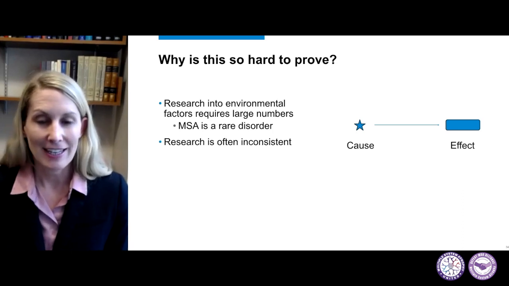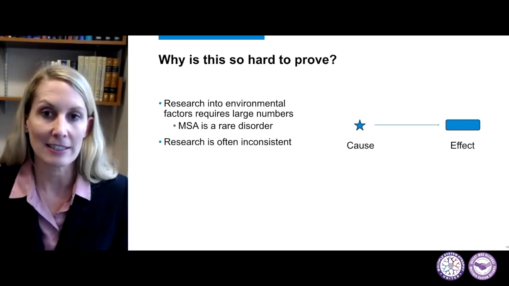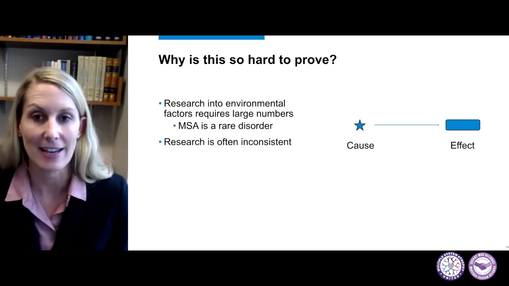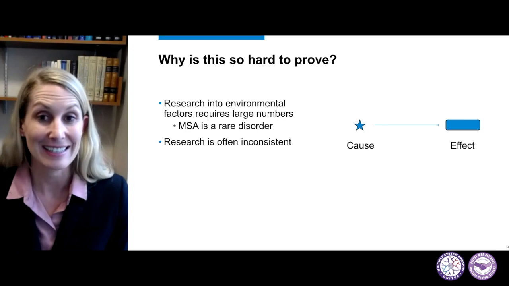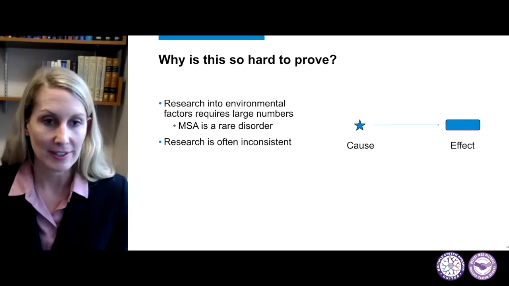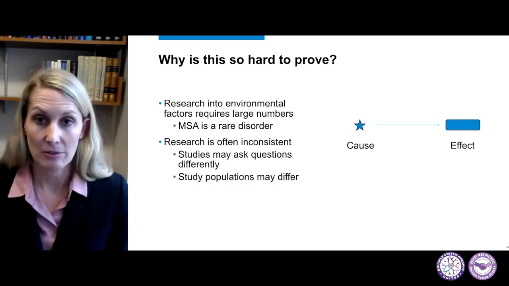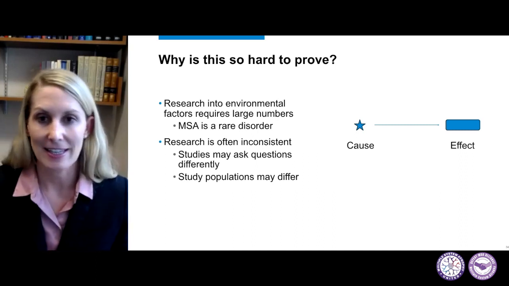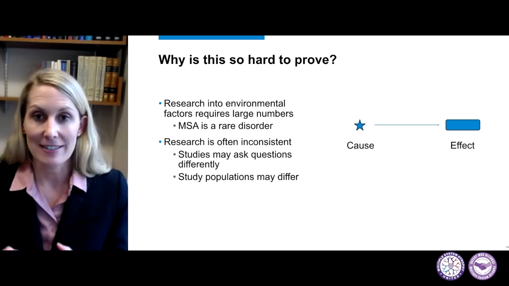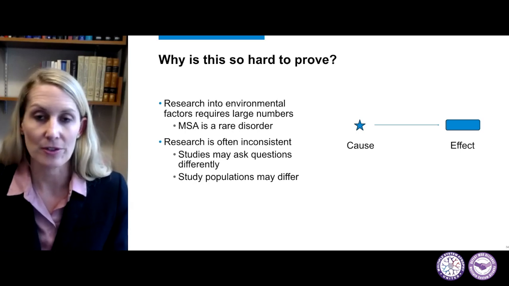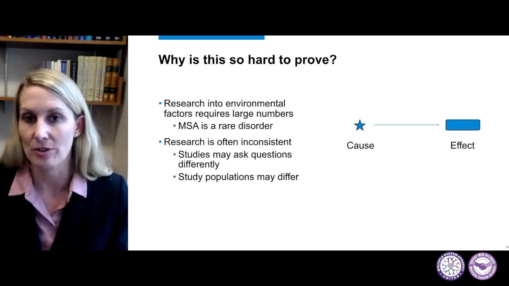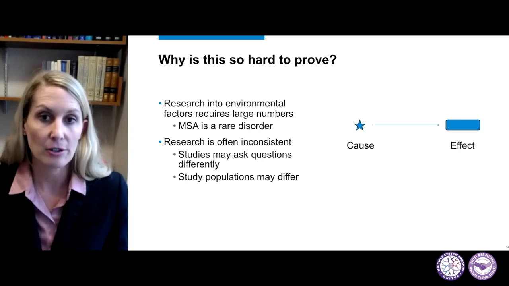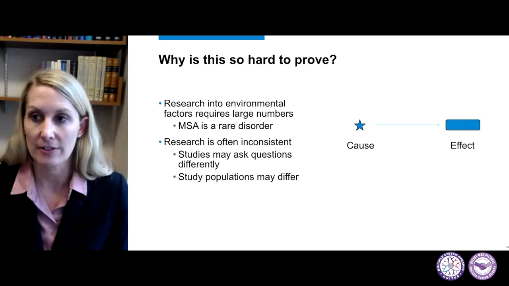We talked about the rarity of MSA, and also in looking at these different studies, the research is often inconsistent, meaning that the questions asked, or how you survey and quantify pesticide exposure or different occupational exposures, is difficult to do well, and especially difficult to do at the scale that we need. Also, study populations may differ. We see that there are subtle differences in MSA-C and MSA-P, and also likely different environmental exposures. Someone in the Midwest may have a different pesticide exposure than someone in the South, than someone who lives in Japan. That makes all of these studies hard to do if we need big numbers to really try and find different associations.